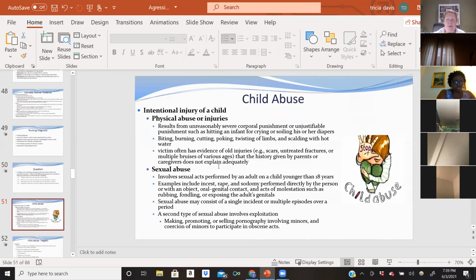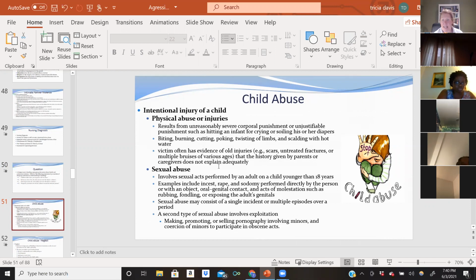All right, so now we're going to talk about child abuse. Child abuse is just that, the intentional injury of a child. So we can see physical abuse or injuries. These injuries can result from unreasonable or severe punishment or unjustified punishment, like hitting an infant for crying or soiling his or her diaper. Obviously, that is not justifiable.